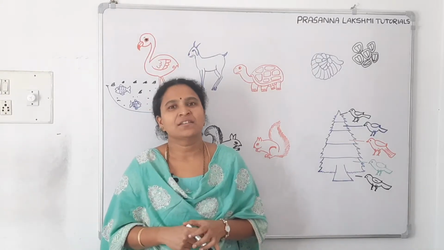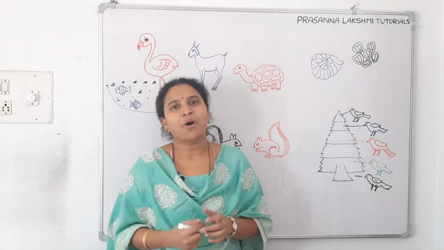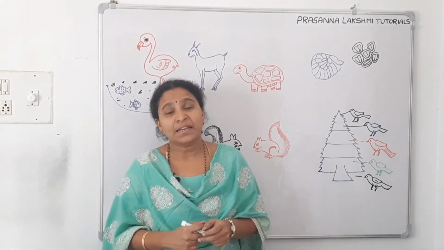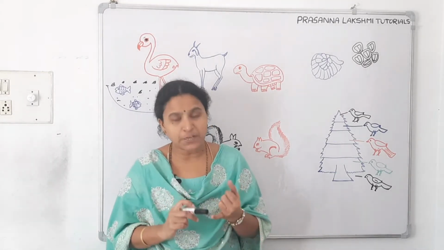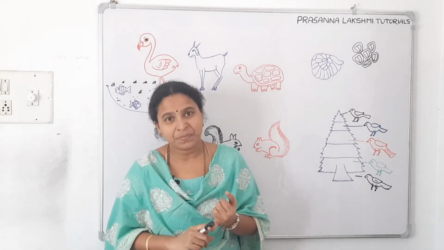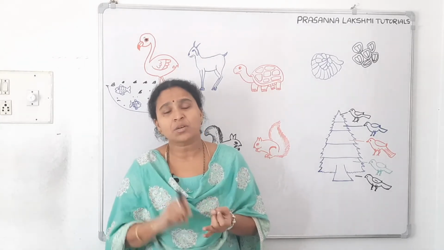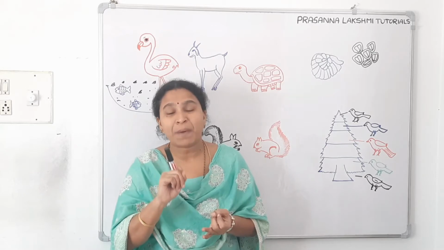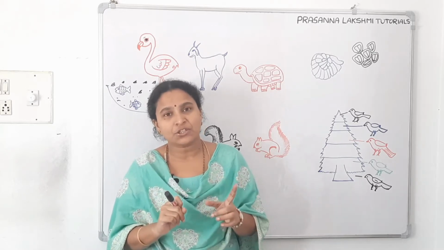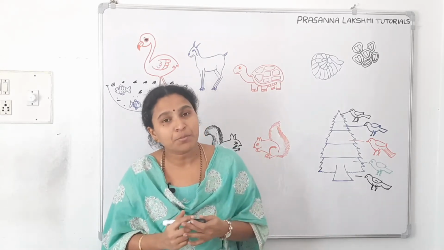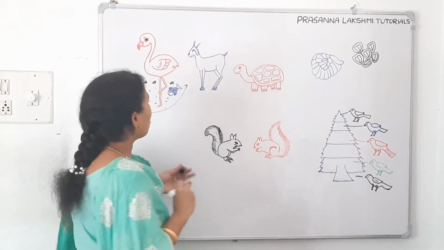Hello everyone. We were discussing population interactions. In lecture number 17 we discussed the first population interaction, that is predation. In lecture number 18 we discussed the second population interaction, that is parasitism. Now in today's lecture, we'll discuss the third interaction, which is competition.